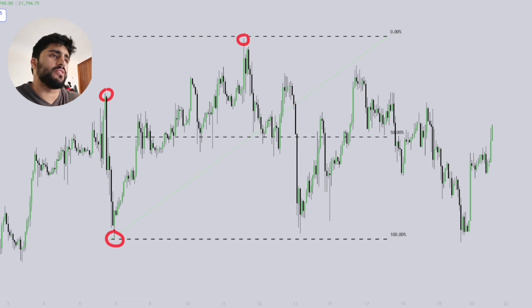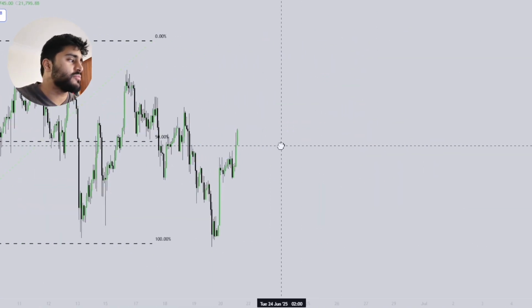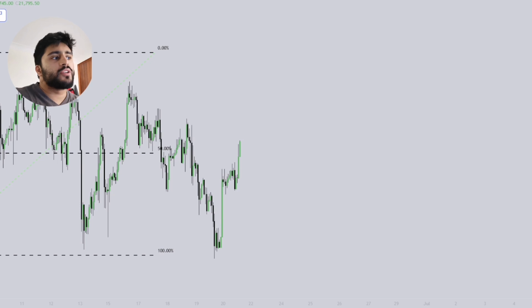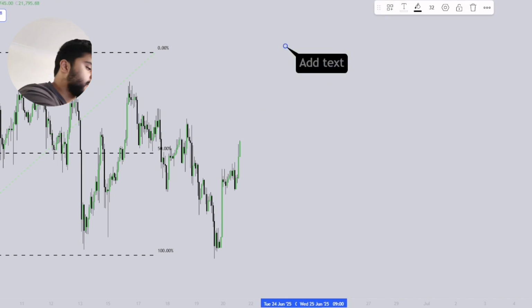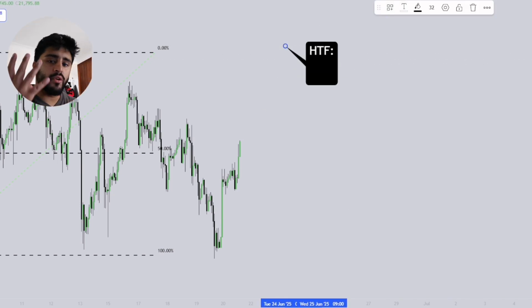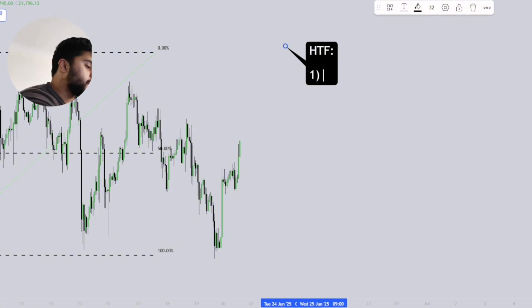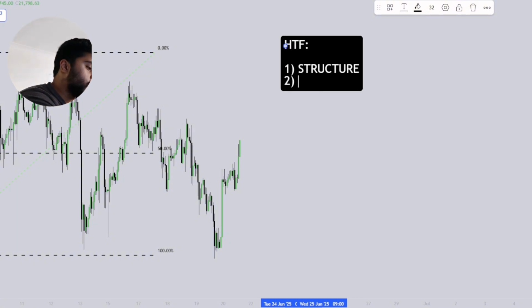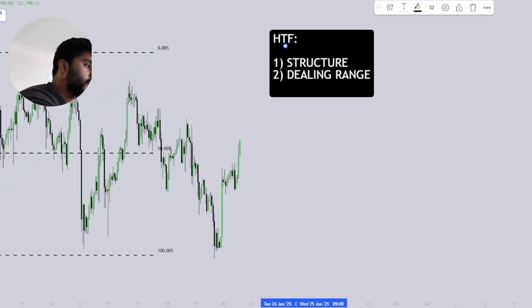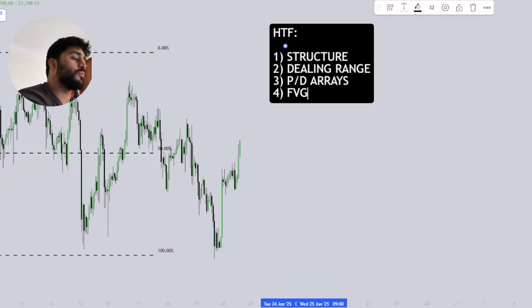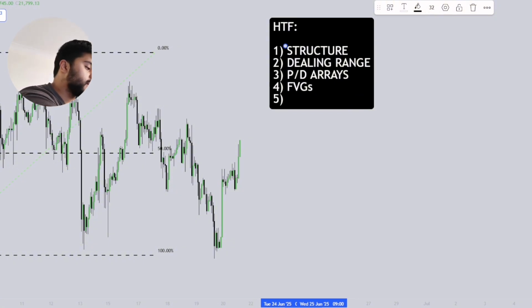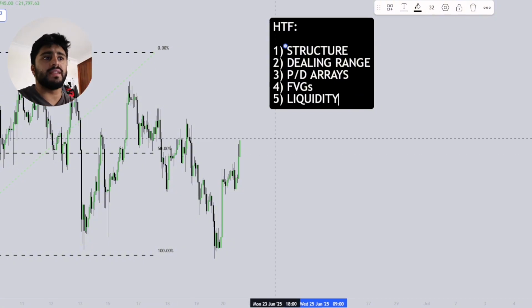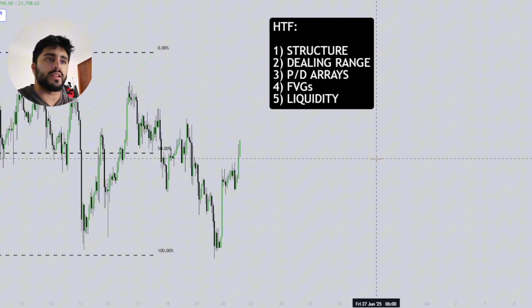And so why am I showing you this? When I look at the markets, I'm typically looking for a 4-step process when it comes to my higher time frame bias. A higher time frame bias is going to be made up of 4 unique elements. We want to see market structure. We want to look at what our dealing range is. We then want to understand where the premium and discount arrays are. And last but not least, we want to understand where your fair value gaps are. We also pair this with a fifth idea, which is liquidity. So we're looking at these things every single time we take a trade.